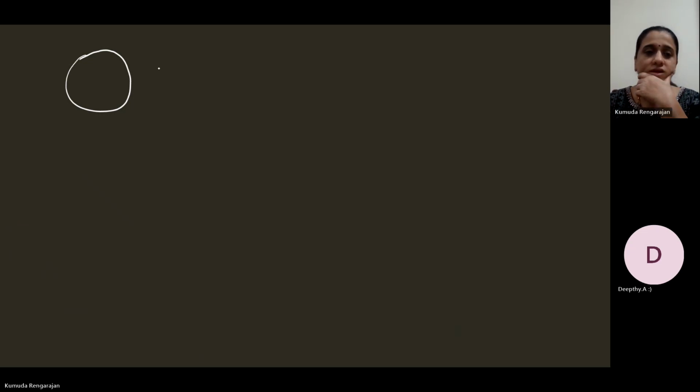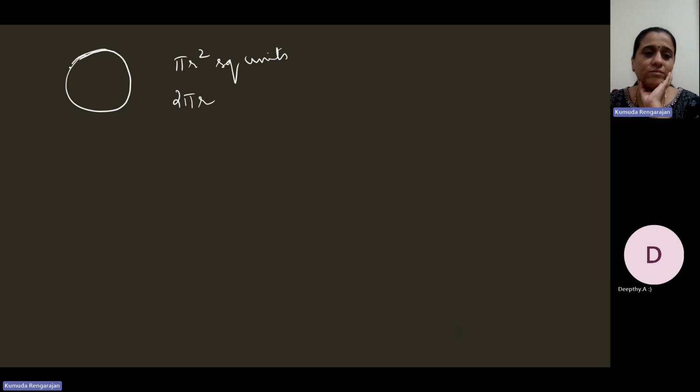Okay. So let's just recall. What's the formula to find the area of a circle? Pi r square. Area of circle is equal to pi r square square units. Perimeter of a circle? 2 pi r. Perimeter is the length of the boundary. 2 pi r units.